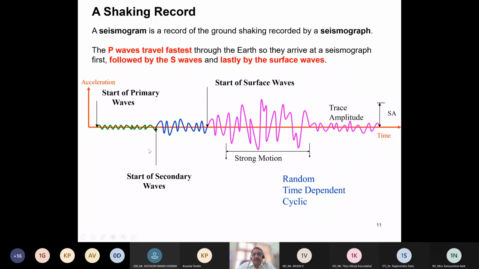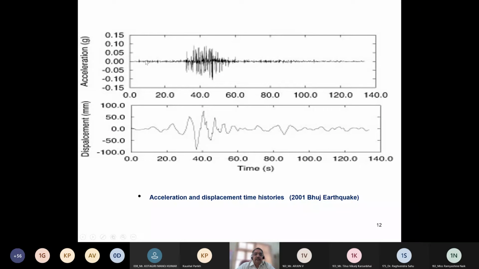The part of this seismogram which is causing the damage to the structure. If you look at it, it's random in nature, of course time dependent, and also cyclic. A typical earthquake record is shown here. This is from the Bhuj earthquake, 2001 Bhuj earthquake. This is the acceleration history, acceleration in terms of the acceleration due to gravity. So primary waves, secondary waves, and body waves, then surface waves, and with the passage of time it dies down. This total record is 140 seconds, so around 2 minutes plus.